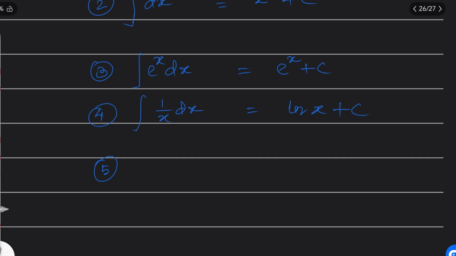Fifth, the integration of sin x dx. What is the integration of sin x dx? The differentiation of cos was minus sin x. Now minus is not present here, so I will give the minus on this side: minus cos x plus c.